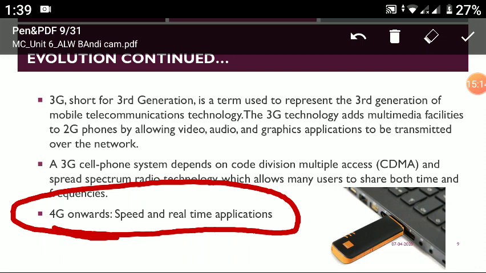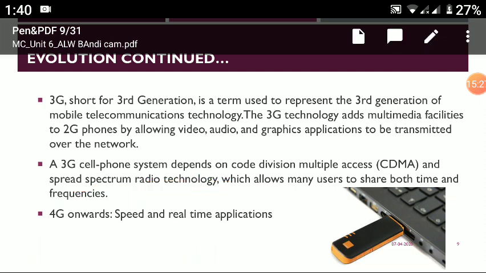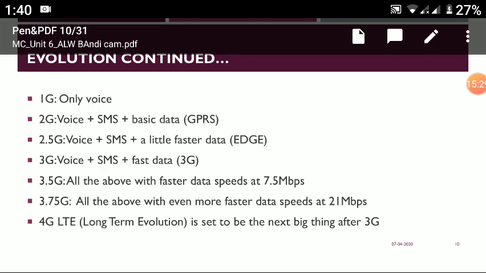Right now everybody is very aware of 4G. What are the features we are utilizing nowadays? So there is no need to waste time explaining each and everything.